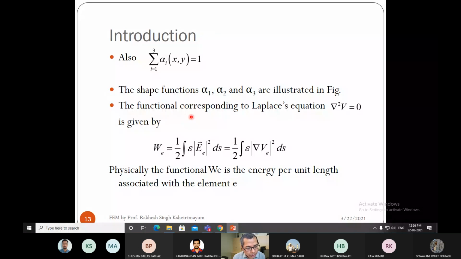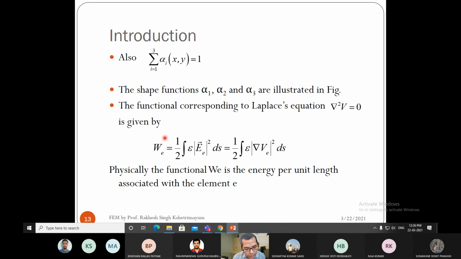The functional corresponding to the Laplace equation. This is the Laplace equation, del squared V is equal to 0. And the functional for that is the energy W, energy per unit length, half epsilon E squared ds. Electric field can be expressed in terms of electric potential as the gradient of the potential, squared.